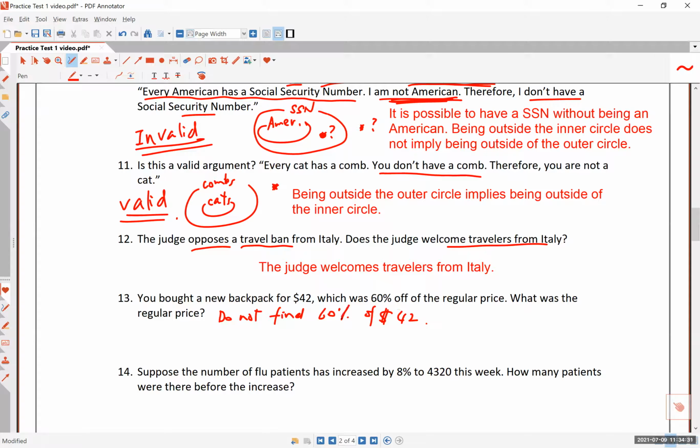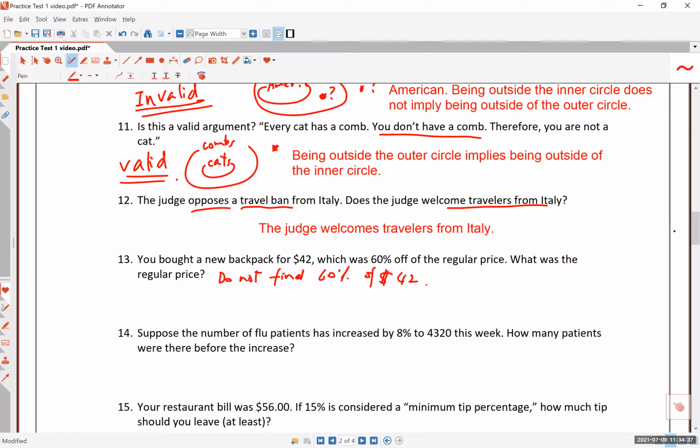You are not going to get any partial credit. I've said this before, right? This is the wrong thing to do, but it is so common to make this mistake. I'm fighting my war against this wrong concept, so you will not get any partial credit. Think about this. If you have purchased this at 60% off, that means you paid 40% of the original price, which was $42, right? Okay, so the question is 40% of what is $42?